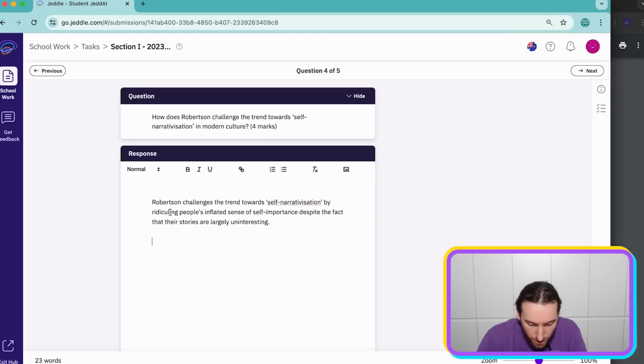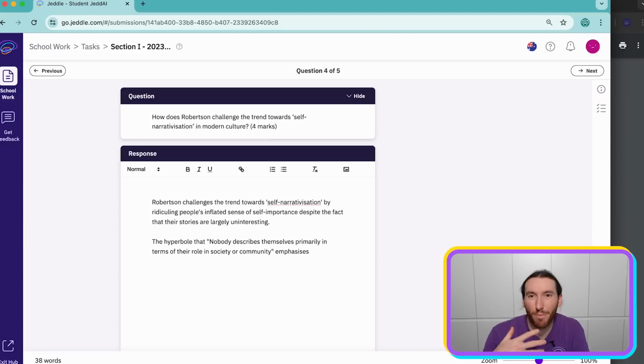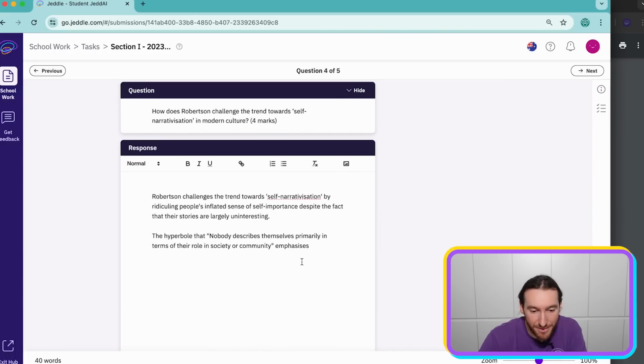So the hyperbole that nobody describes themselves primarily in terms of their role in society emphasizes, notice how much I'm reusing the same kind of words and structures. That's what I want you to do. That's realistic. You get 45 minutes to do this thing. Let's make our lives easier rather than more difficult. Does that sound right? Let me do that bit again. Let's make our lives as easy as possible and move on to the next section.